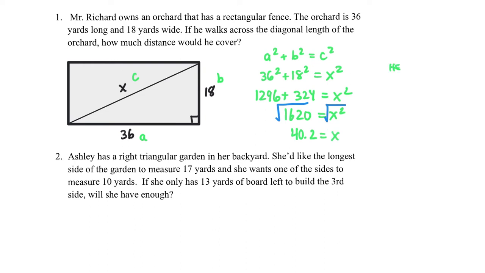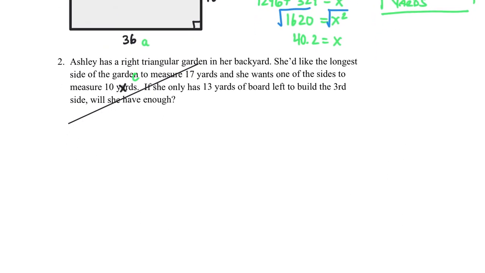So he would walk 40.2 yards. And that makes sense. We're expecting this to be the longest side, and it is. It's longer than 36. It's longer than 18. Kind of makes sense. Okay, let's try another one. I'm going to get rid of this right here. Goodbye. Okay, here we go.